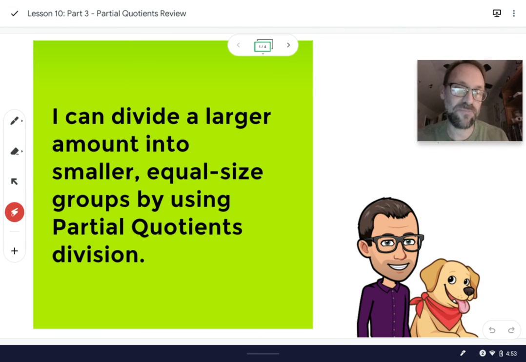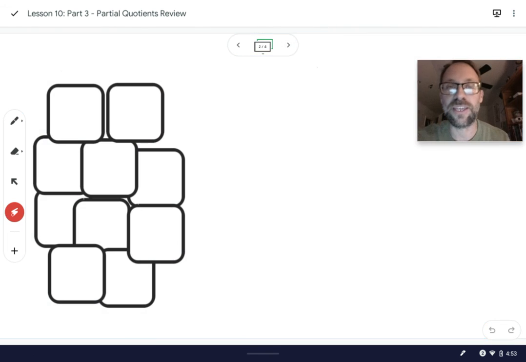Today's learning target: I can divide a larger amount into smaller equal-sized groups by using partial quotients division. We're going to try a couple different things here today. The first, I want to illustrate a very simple partial quotients problem with some manipulatives, some blocks here. I hope to give you a deeper sense or better understanding of what it is you're exactly doing when you use partial quotients division. So let's get started here.